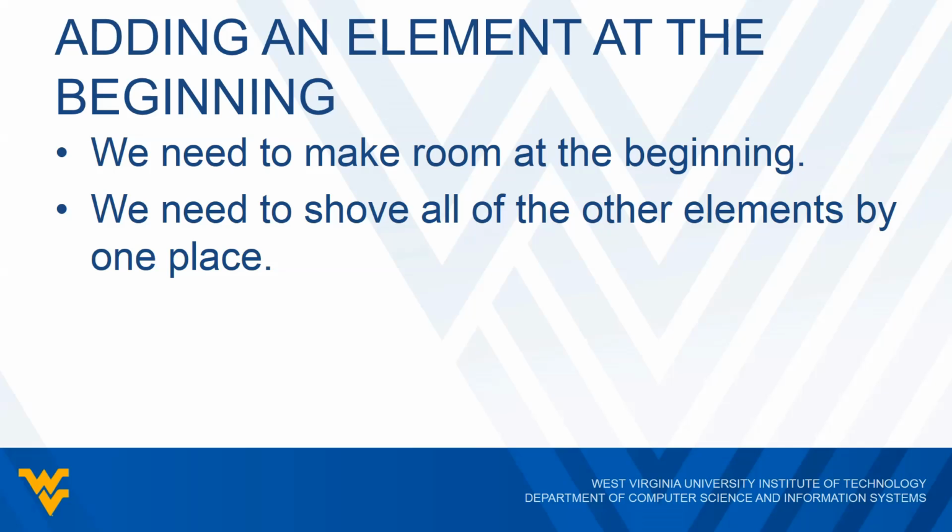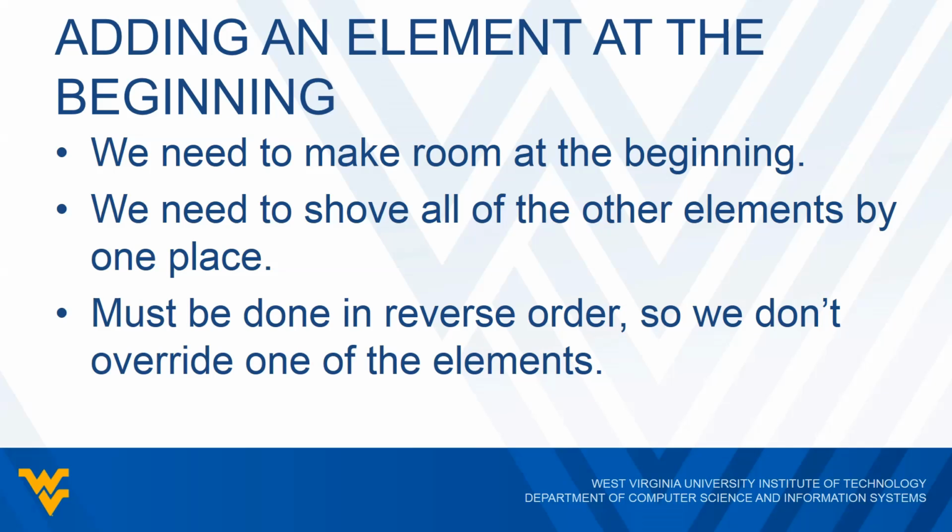And the way we do that is, well, I can't just take the first item and put it into the second item, because then I lose the second item. So when we move all these array elements, we have to do it in reverse order. We have to take the last item in the array and move it over one spot, then the second to last item and move it over to the next spot, and all the way down to the first item, so then we can move it to the second spot.